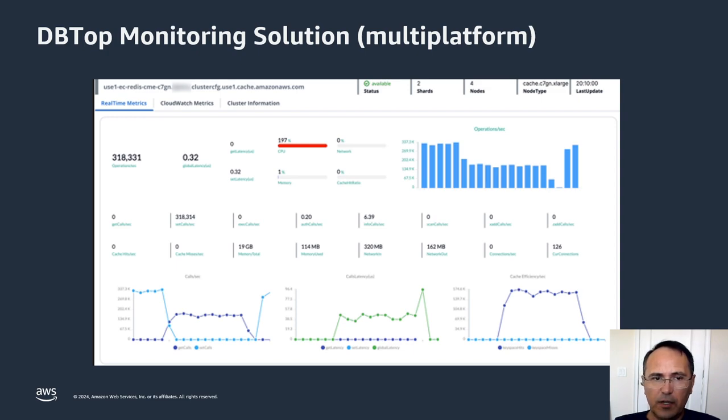So for that, we have developed a new product called dbTop Monitoring Solution. dbTop is a multi-platform monitoring tool that can help you monitor various database aspects, such as number of transactions per second, read-to-write ratio, number of megabytes going in and out of your database. In this case, it is actually a screenshot of monitoring ElastiCache, but it can monitor MySQL, SQL Server databases, RDS as well.